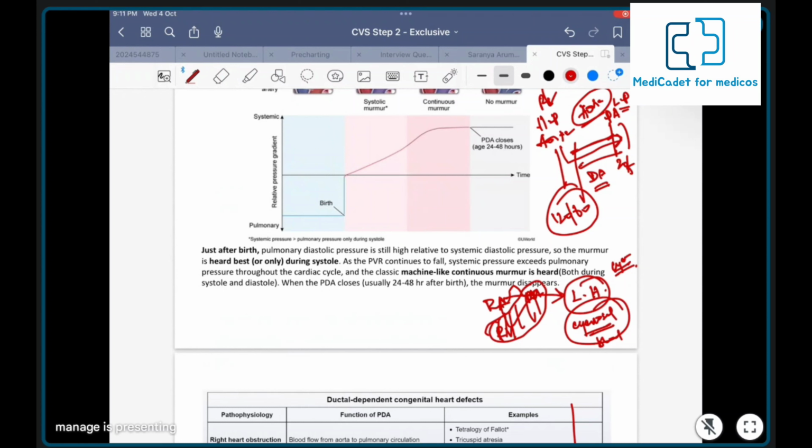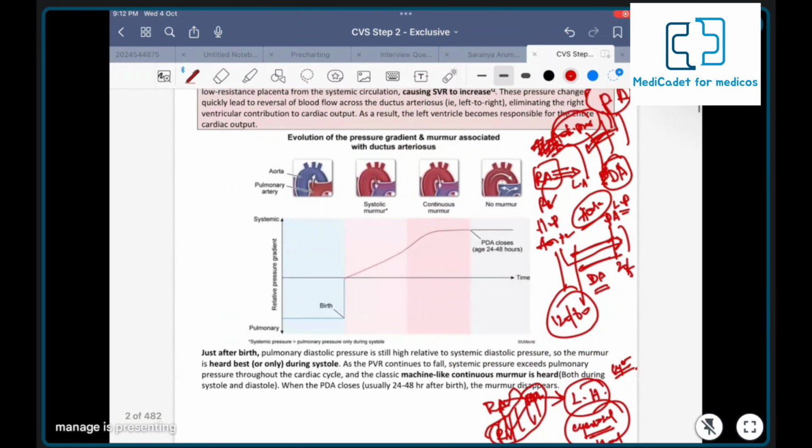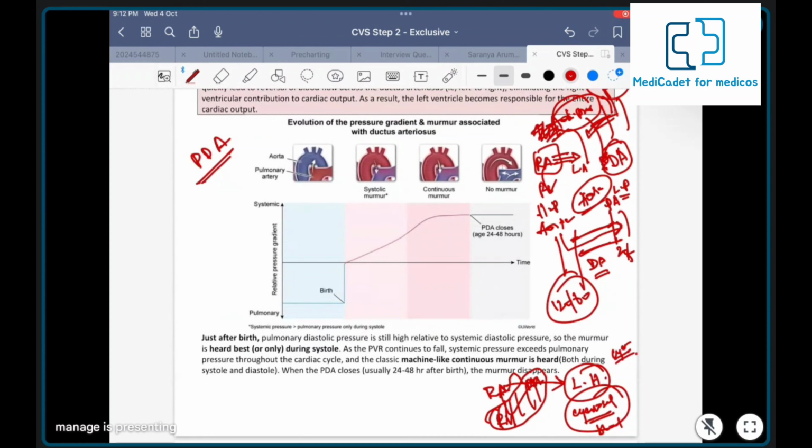This PDA, which is patent, will still help the blood to pass from the aorta to the pulmonary arteries, and the pulmonary arteries will oxygenate the blood, and the blood will return to the left heart, that is the left atrium and left ventricle, and it can reach the systemic circulation, and the baby is getting somewhat better oxygenation. But like I told you, the PDA will close at 24 hours. At 24 hours there is functional closure; it just closes, but it's not obliterated. But in a few weeks, say 1 to 2 weeks, it will be completely obliterated.